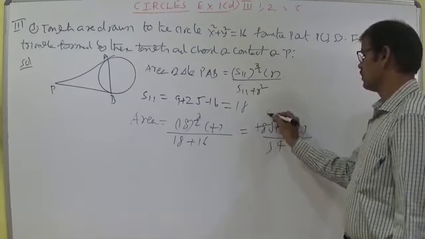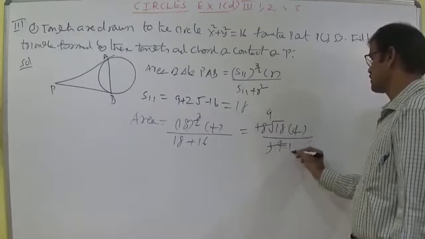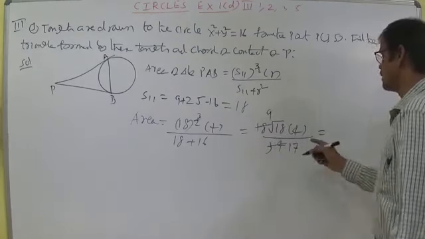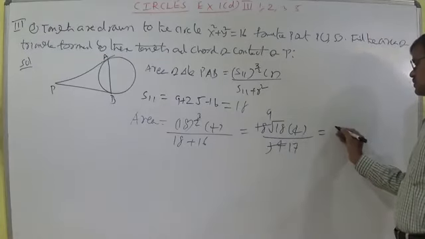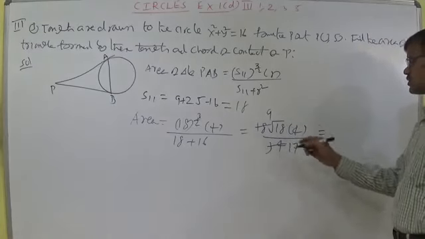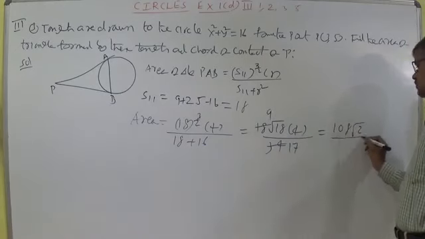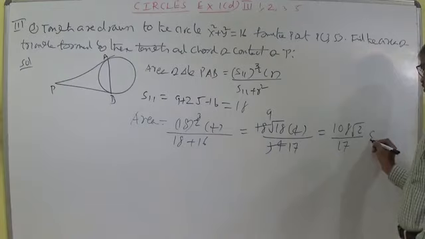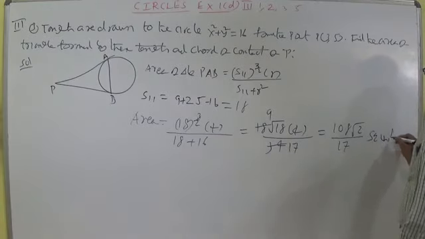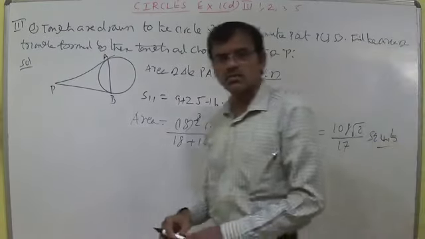2 table will be dividing in 9 times and 17 times. 9 4s are 36. 36 into this you can write as 3 root 2. So 36 into 3 is 108. You write as 108 root 2 by 17 square units. This is also there in objective.